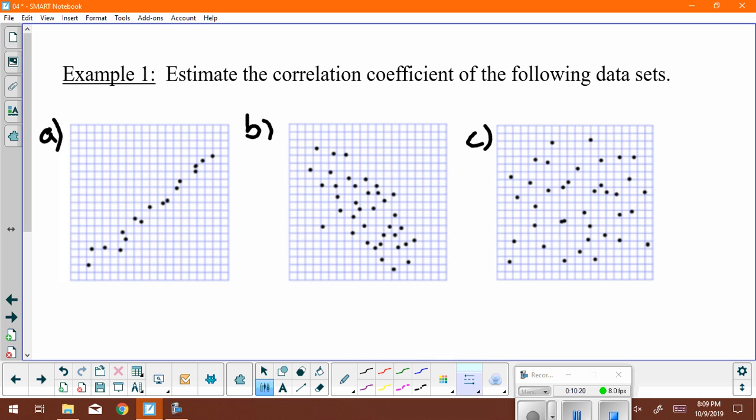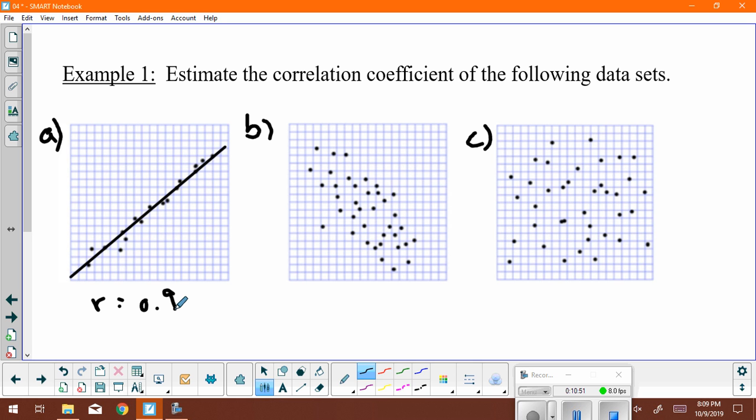For the first one, we have an upward trend, right? And if I was to draw a line of best fit there, it'd be pretty close. They're very close. So maybe we'd give this a value of R equals 0.9. Or 0.95, something very close to 1, but it's not perfect.